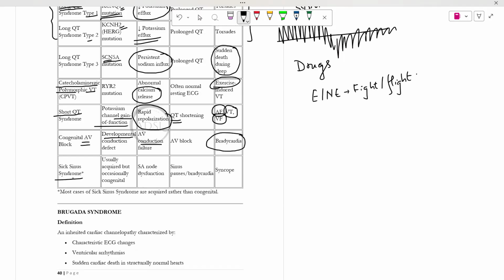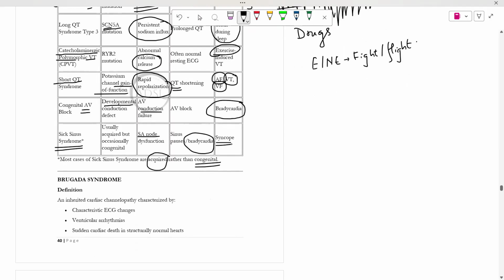Apart from that, there is something called sick sinus syndrome. Now, what is important is that sick sinus syndrome usually has acquired causes, like hyperthyroidism, etc., or hypothyroidism, etc. But sometimes they can even be congenital. Okay, what happens? SA node dysfunction. Usually, this gives rise to bradycardia. So, hypothyroidism, I'm sorry, not hyper. Okay, and it can give rise to syncope.